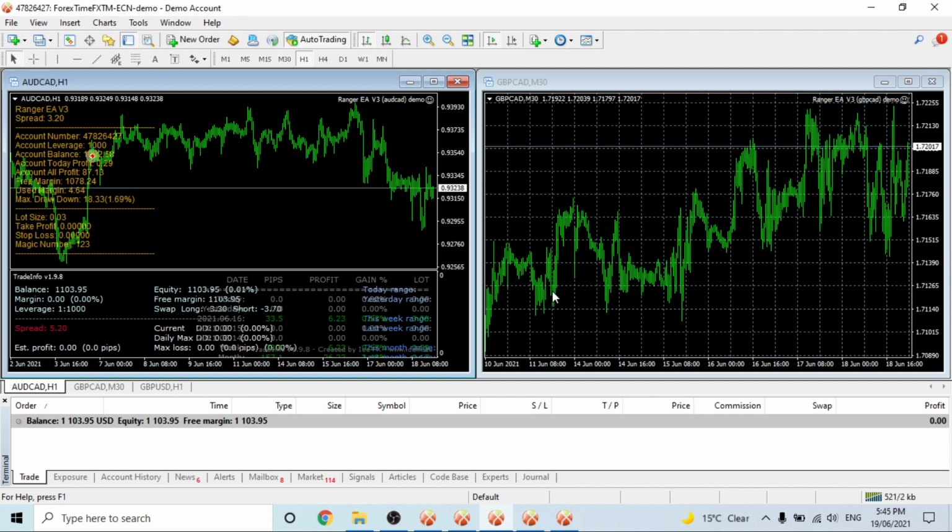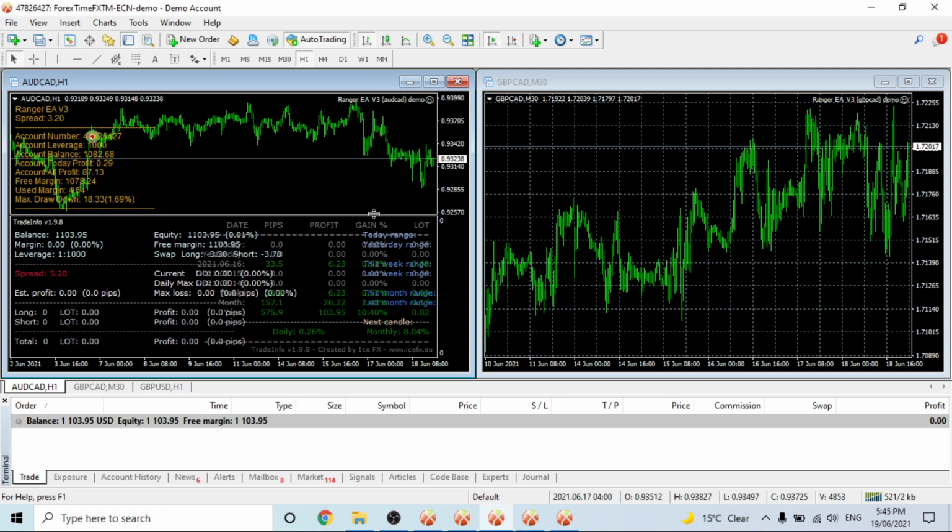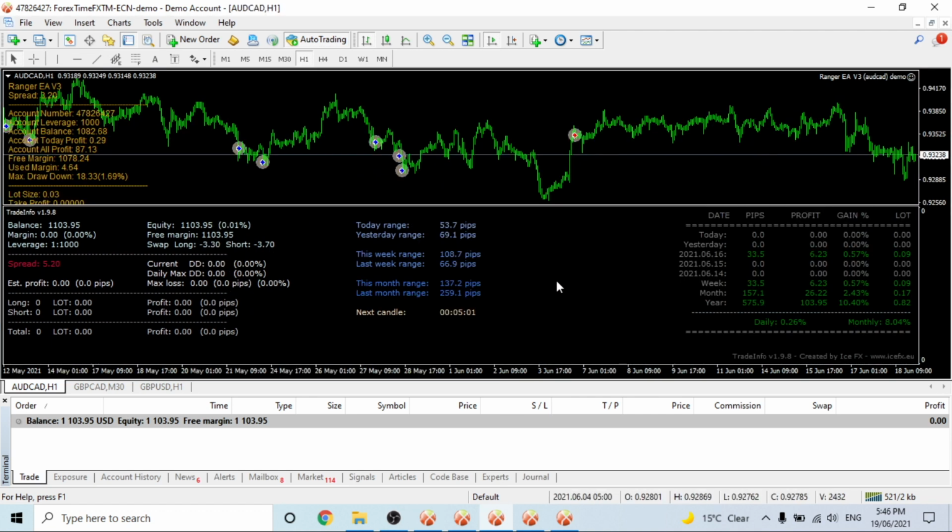Now Ranger as well, very impressed with it. It did actually get to trade a little bit this week. Let me just make this bigger. So it only made $6.23 this week. It doesn't have any open trades. Obviously, in saying that, it didn't get to trade the whole week. But for the month, it's made $26.22.